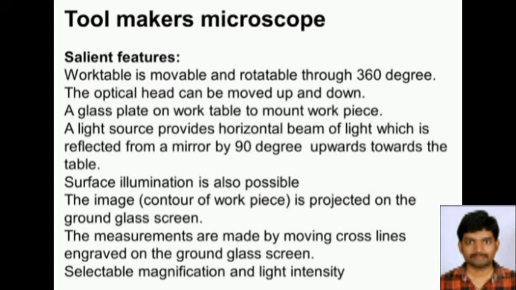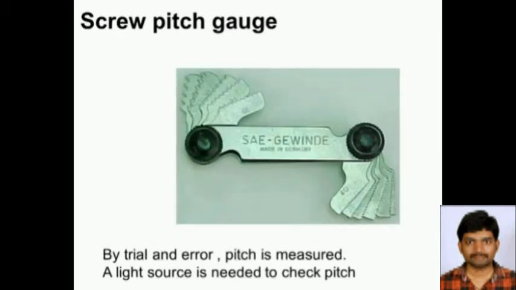Now we will move on to the use of the screw pitch gauge, which is used for measuring the pitch of a screw thread. This picture shows a set of leaves arranged in a handle, and the pitch value is marked on each leaf. By using the trial and error method, we can measure the pitch of the screw thread.